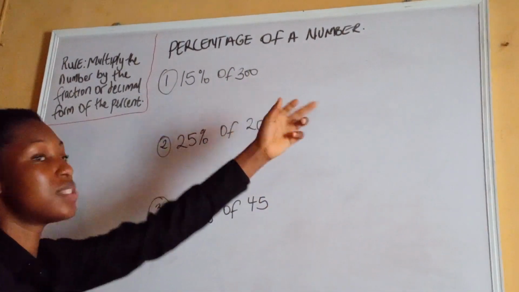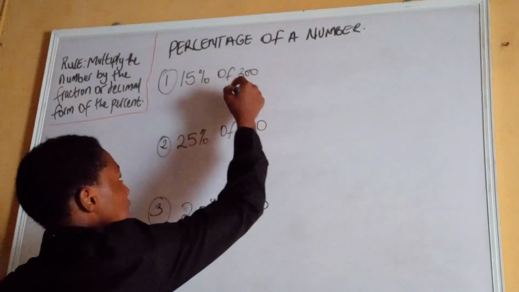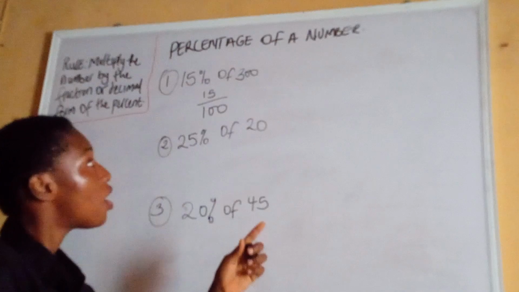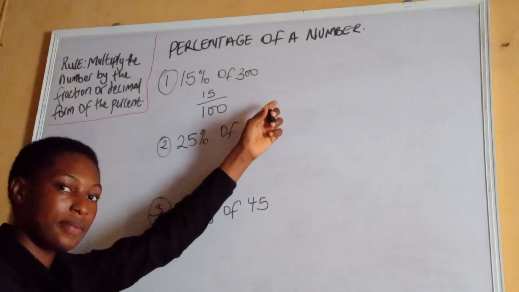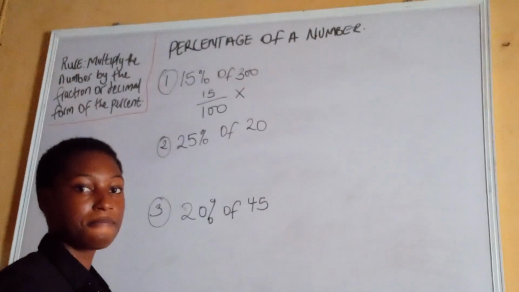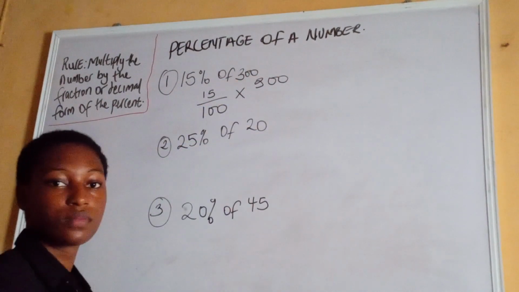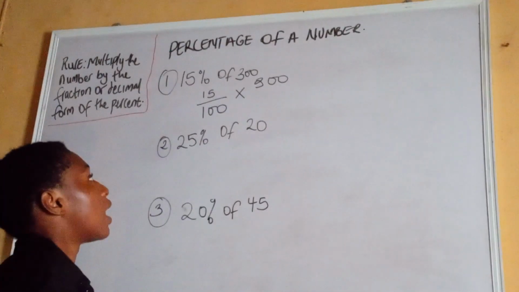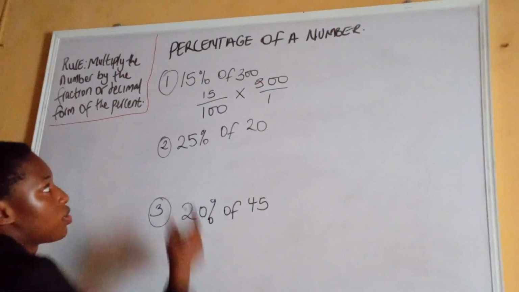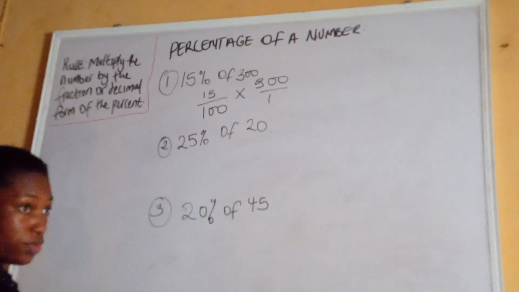The question says 15% of 300. Now you know that 15% is the same thing as 15 over 100. When you see "of" or "multiplied by" in a question, it simply means the multiplication sign. Then times 300. 300 can also be written as 300 over 1. So what do we do next? You can decide to multiply 15 by 300 and then divide by 100, and you still get your answer.